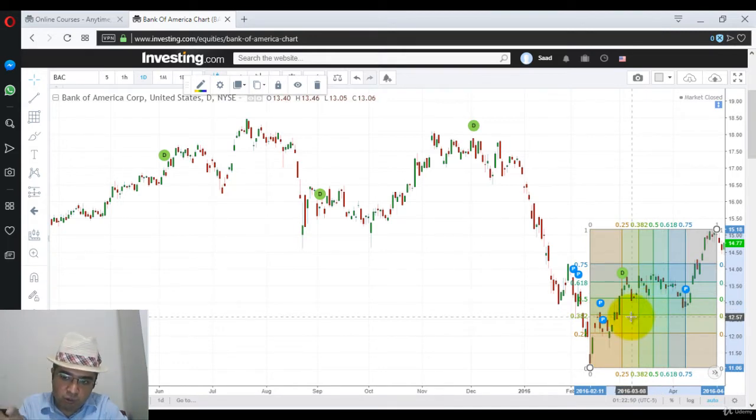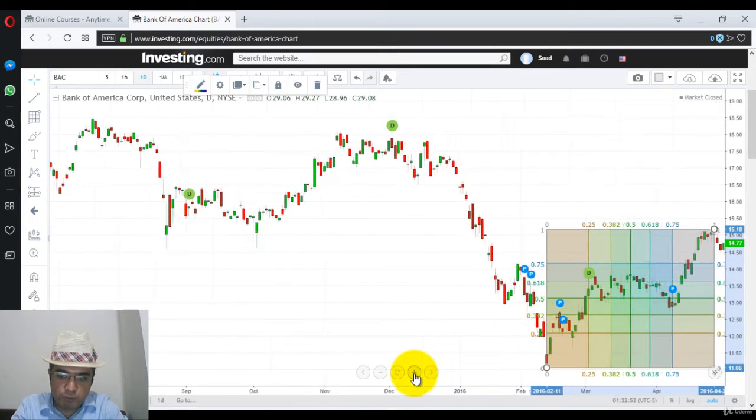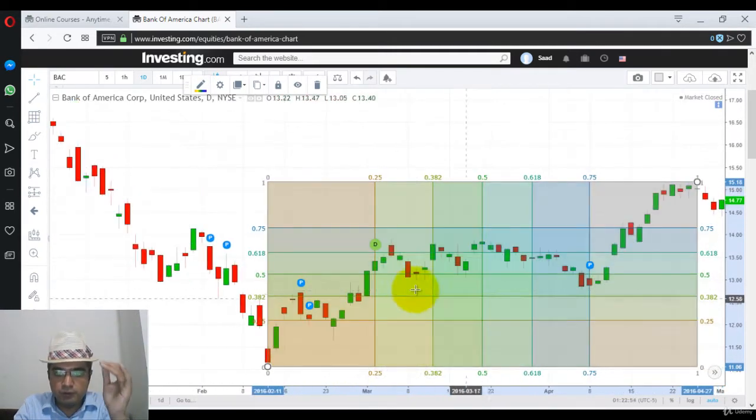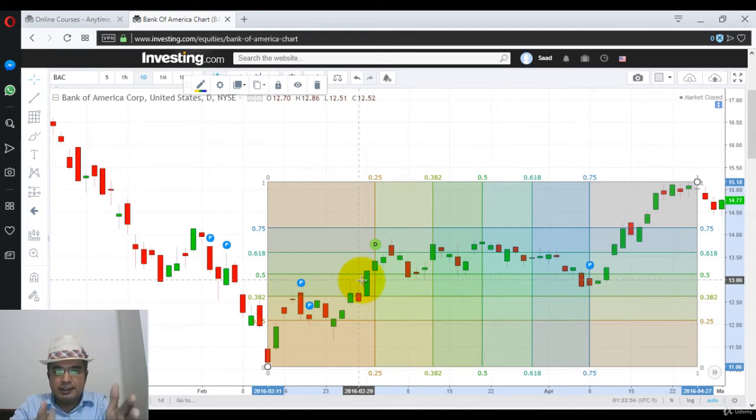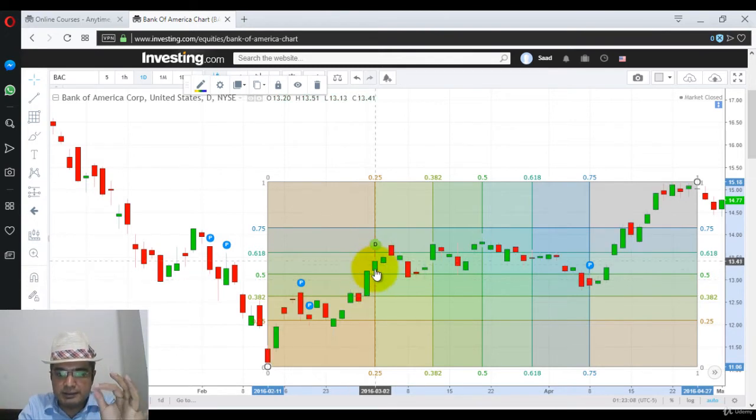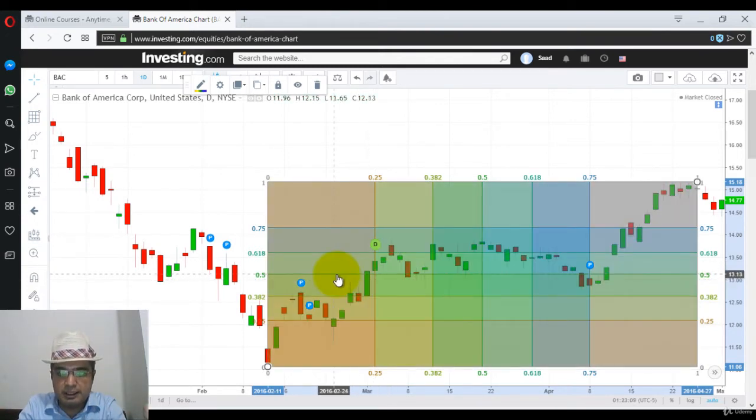Now if you look closely at the Gann box, and if I zoom in for you, you will see that it represents price support and resistance, and it represents time support and resistance. Now what it means, first let's look at the price point.